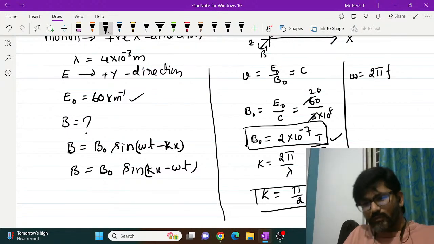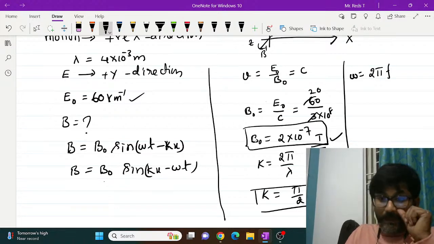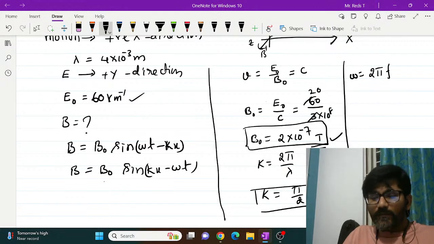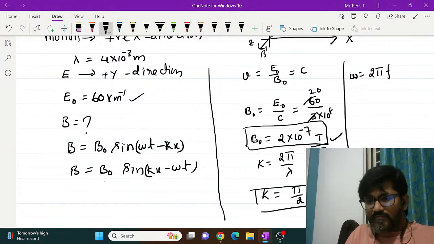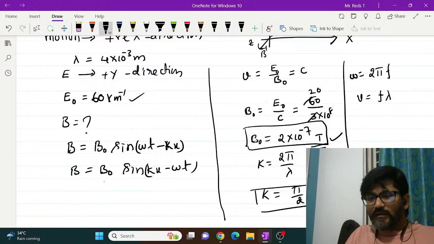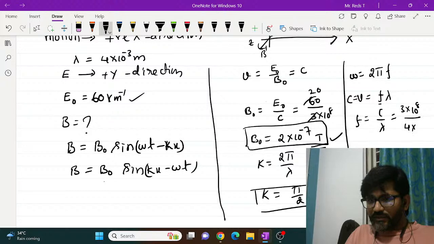So here you have to remember one more relation, that is v is equal to f lambda, or here the velocity of the electromagnetic wave is c. Can we write it as c is equal to f lambda? Here lambda is given, f is not given. Yes, from this we can write f is equal to c by lambda. So c is 3 into 10 to the power 8 meters per second, SI units. Lambda is 4 into 10 to the power minus 3.